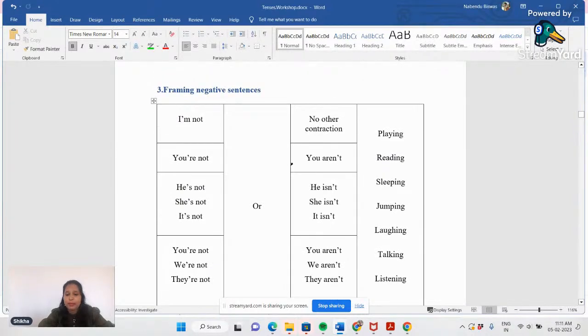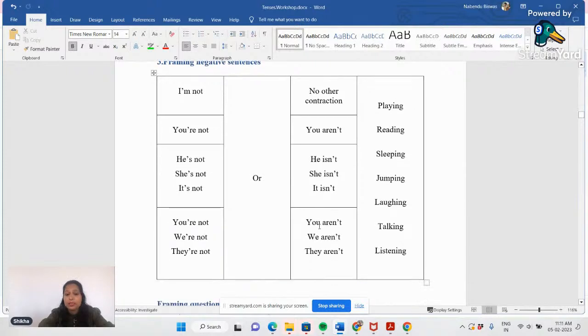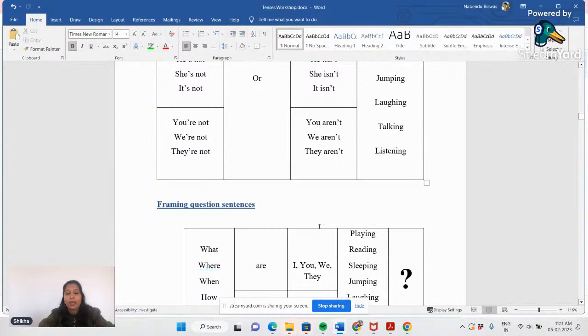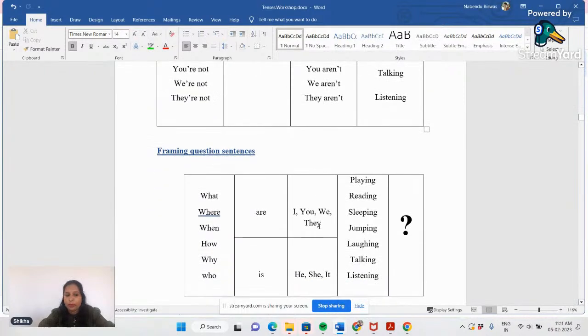So while framing sentences nowadays, we use I plus apostrophe plus M. That is, I'm not playing. I'm not playing. And you aren't reading. He isn't sleeping. She isn't jumping. It isn't laughing. You aren't talking. We aren't listening. They aren't jumping. Okay, so this is how we will frame the contractions.